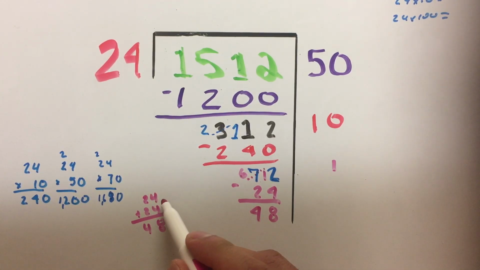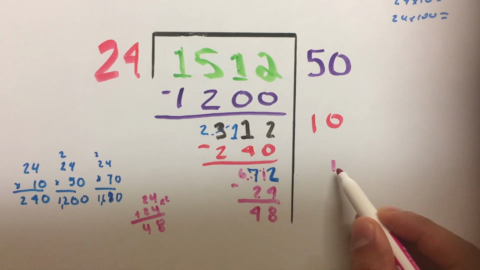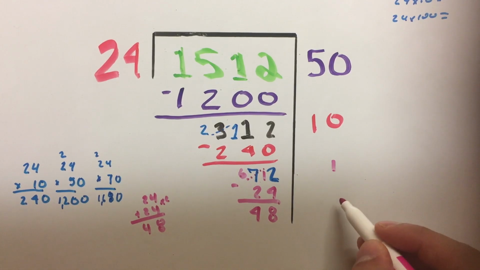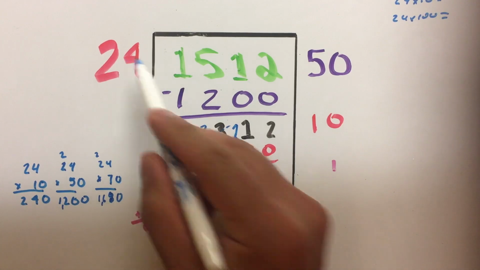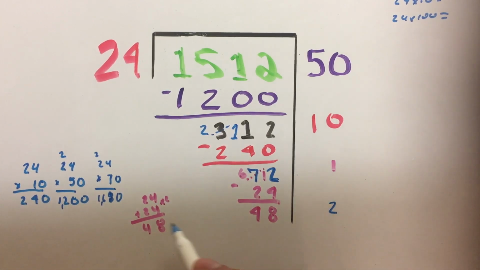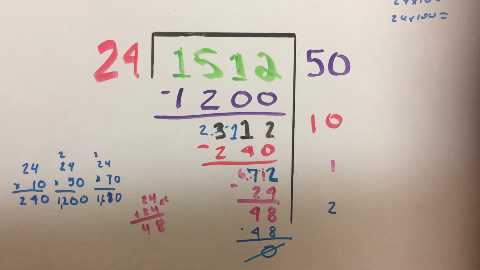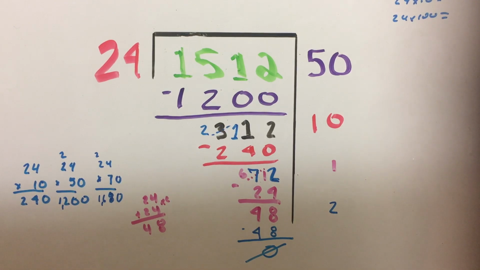So this is like 24 times 2. So instead of using just 1, 1, 1, 1, we're just going to use 24 times 2 now. Let me get a different color. 24 times 2. I have that here. That's 48. And subtract that. And now we are at 0. Bam.